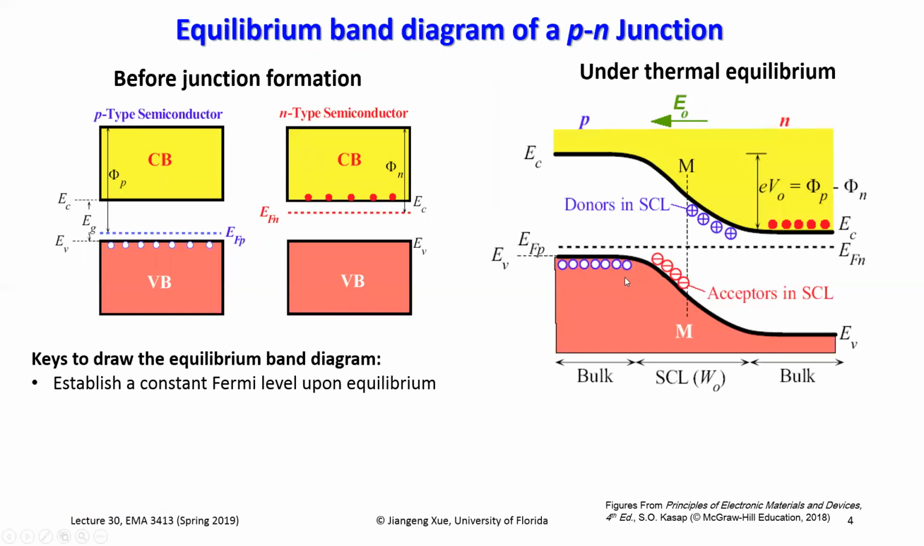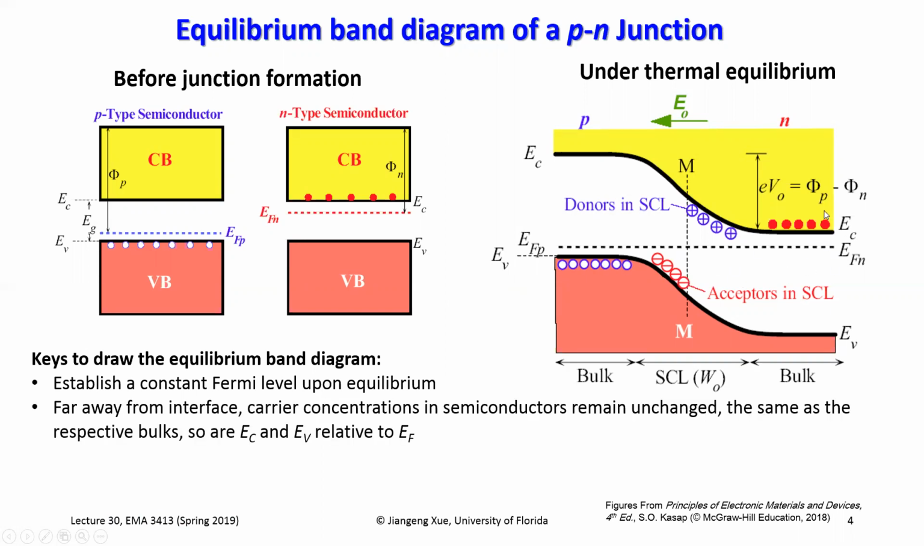The key to drawing the equilibrium band diagram is that you have a constant Fermi energy throughout, and away from the interfaces, the carrier concentrations will remain the same. So the relative location of the Fermi energy with respect to the conduction and valence band edges will remain the same. As the valence band bends away from the Fermi level in the P-type semiconductor, we have a reduction in hole concentration. That's partially the depletion region. On the N-type semiconductor side, when the conduction band edge bends away from the Fermi level, we have a depletion of electrons. Again, that's part of the depletion region. So we have a depletion region on both sides of the semiconductor p-n junction, and the band bending occurs on both sides as well.